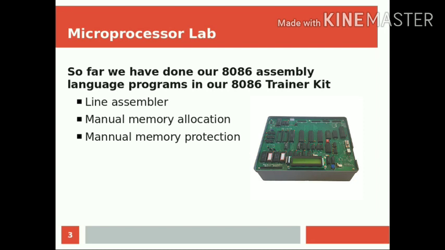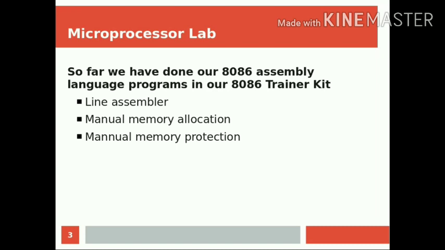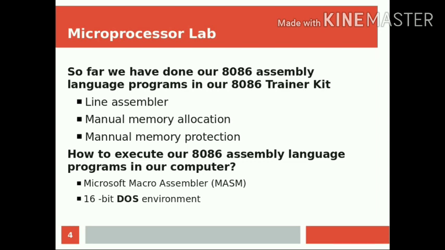Similarly, after executing the program, the output will also be checked by looking into the memory location. Next is how to execute our 8086 assembly language programs in our computer system. For that purpose we need a full-fledged assembler, and in our case we are using an assembler MASM, that is Microsoft Macro Assembler, that is mentioned in your syllabus.